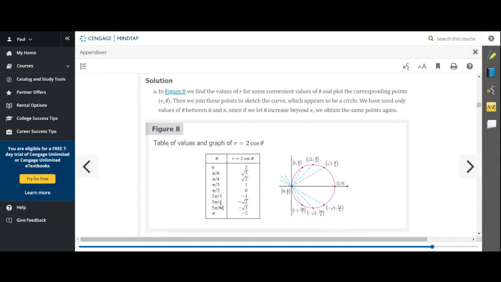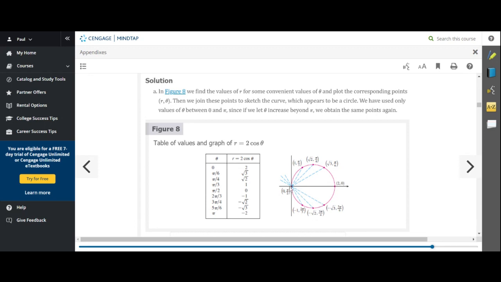3 pi over 4, the next angle is 135 degrees. So you measure from the positive x-axis 135 degrees, but 2 times the cosine of 135 degrees is 2 times negative root 2 over 2. So you move backwards negative root 2. Okay? And that gets you that polar coordinate of negative root 2, 3 pi over 4.